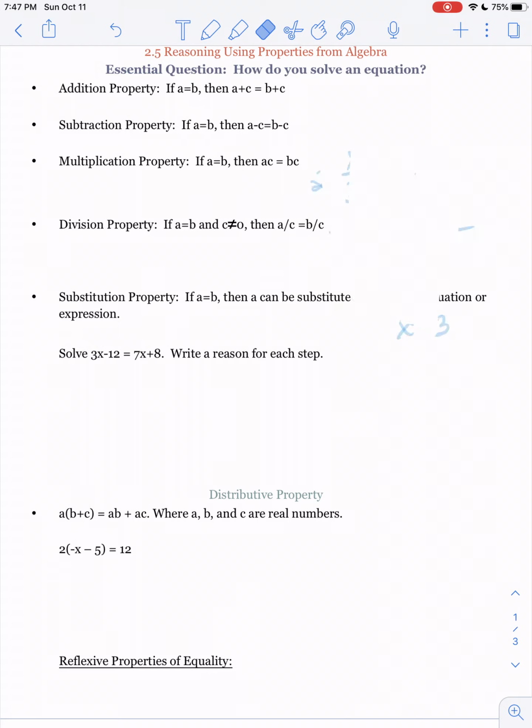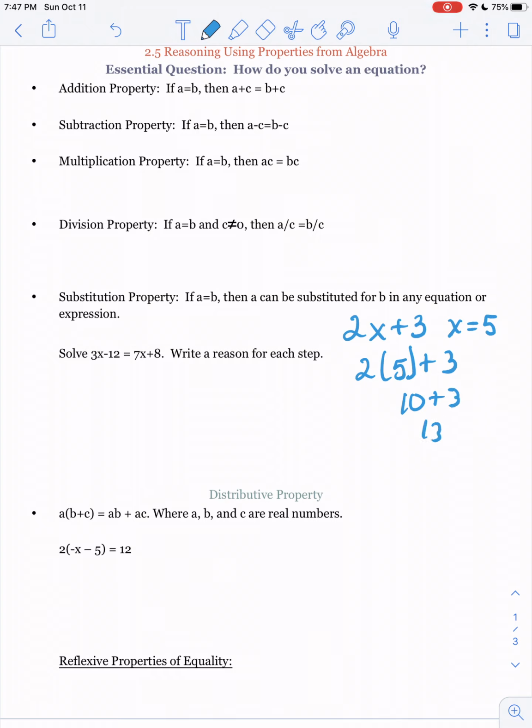And we've all used the substitution property as well. That was back when we were first simplifying expressions. So say you had something like 2x plus 3, let x equal 5, and you would substitute it in. You would say 2 times 5 plus 3, 10 plus 3, or 13. What you use there is called the substitution property of equality.